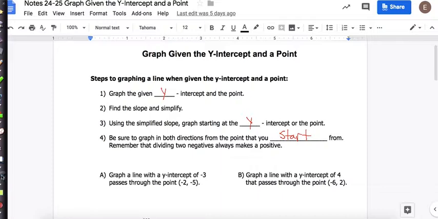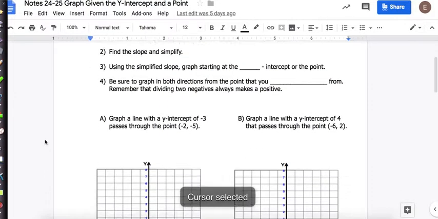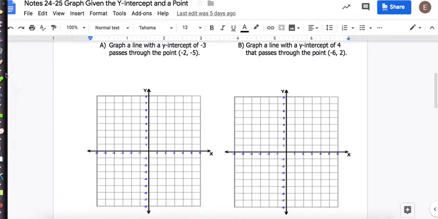So let's look at graph A here. It says, graph a line with a y-intercept of -3 that passes through the point -2, -5. Okay, so we first have to graph the y-intercept of -3. So look on the y-axis and find -3, so right here. And now we have to graph the point -2, -5. So -2, start at the origin, -2, -5. Remember, when you graph an ordered pair, you start with the x and then the y.